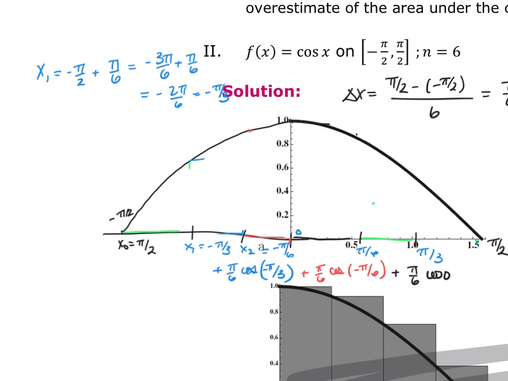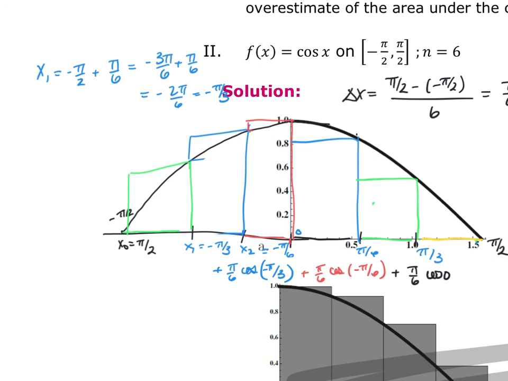So my first one would be this height. My second one would be this height. My third one would be this height. My fourth one would be this height. My fifth one would be this height. And of course, my last one would be this height.